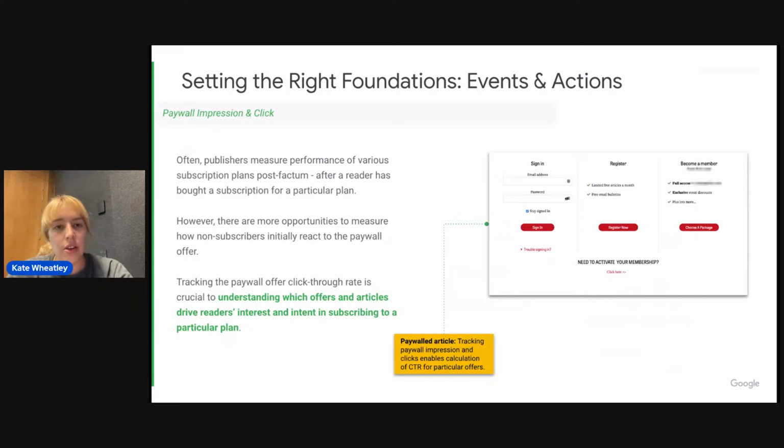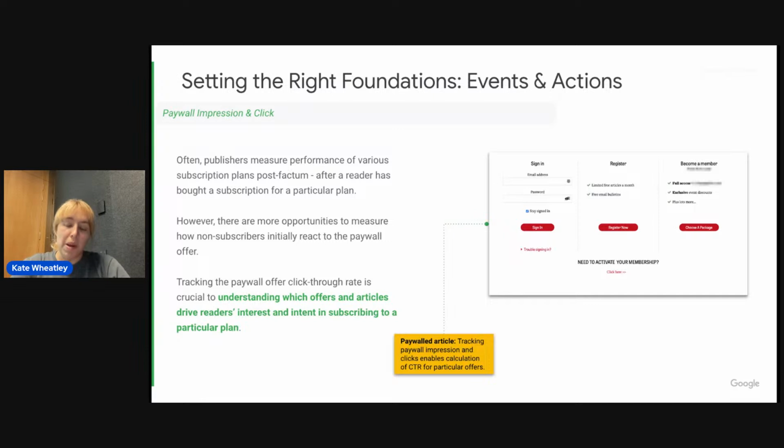Okay, so another event example we have here is paywall impressions and also paywall clicks. So often you will be, as a publisher, measuring total number of subscriptions, which is kind of a post-factum way of measuring that conversion. So you're only measuring it after it's happened, right? Which is good and should be done, but don't forget that there are opportunities to understand how non-subscribers are behaving as well to try to turn them into subscribers.